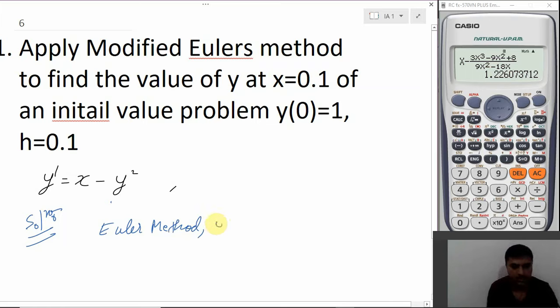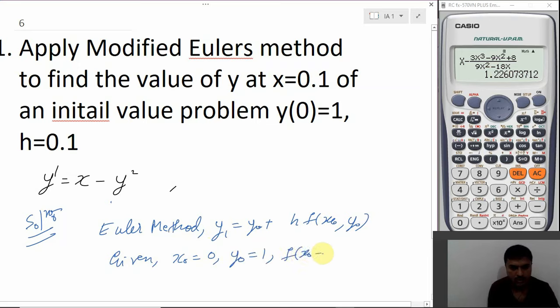So you can say y1 equals y naught plus h f of x naught, y naught. You can just see what is given, so you can find it easily. X naught is given 0, y naught is given 1. I have to find f of x naught, y naught. What is f of x naught, y naught? It is actually x minus y square, or x naught minus y naught square. What is x naught, y naught?